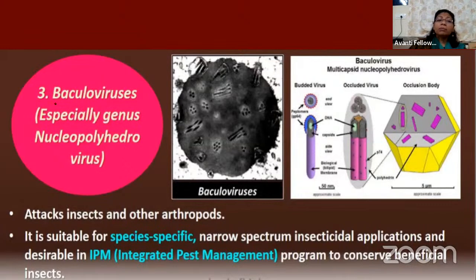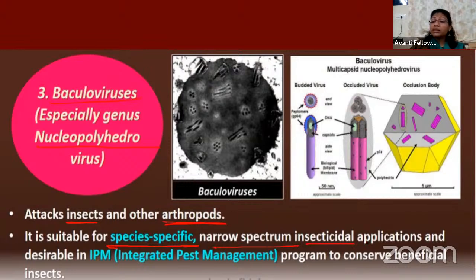Next we have the baculovirus, right? Especially from the genus nucleopolyhedrovirus. Okay, they are used to attack the insects and the arthropods. Please keep this in mind. These viruses, baculoviruses, are used against the insects and the arthropods, and they are species specific. They cannot be used on any plant. They are very species specific.